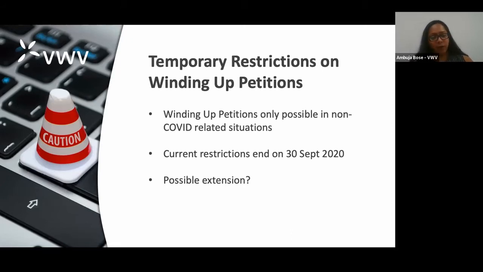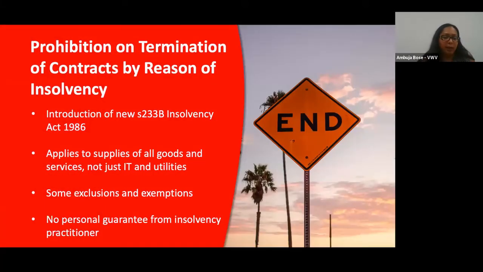So now moving on to the key focus for this particular talk today, and that is the impact that CIGA poses on supply contracts. So the main and the most fundamental impact that suppliers will see is that CIGA will prevent, by way of an introduction of a new section 233B of the Insolvency Act 1986, a prohibition on termination of contracts by reason of insolvency. This prohibition applies in respect of any relevant insolvency process, and I'll come on to what those might be, in the next few slides.